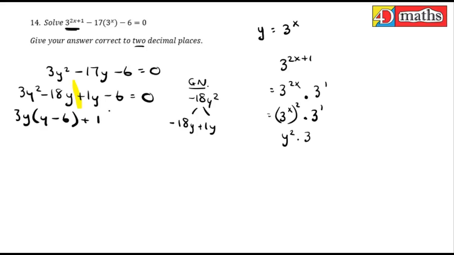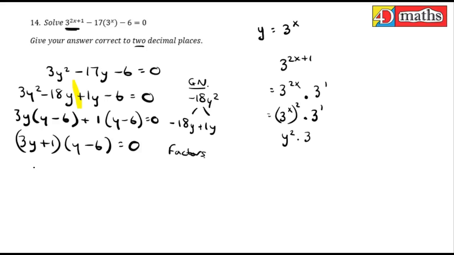Nothing common here, we'll just take out the 1. You're left with y minus 6. So you're left with 3y plus 1 times y minus 6 equals 0. So we have two factors, and now we're going to find the roots.